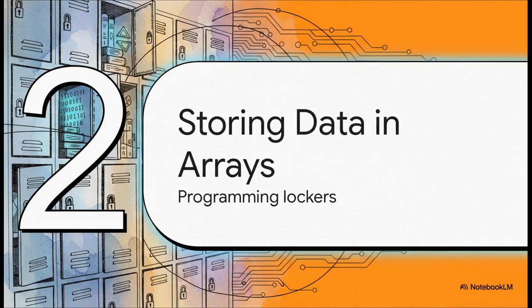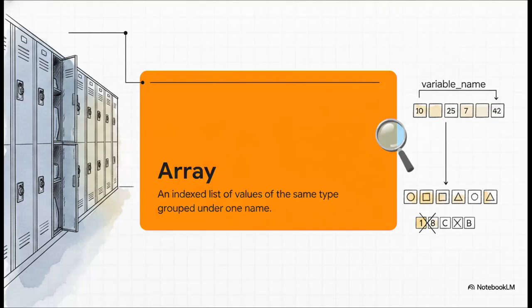Which brings us to Section 2, Storing Data in Arrays, the lockers of programming. So, what happens when we have way too much data for single variables? That's when we use arrays. And this brilliantly illustrates the concept. Imagine a long row of school lockers. An array is simply an indexed list of values, grouped under one variable name. The one strict rule: every locker holds exactly one type of item, and all items must be of the exact same data type. You definitely can't mix strings and integers in there.